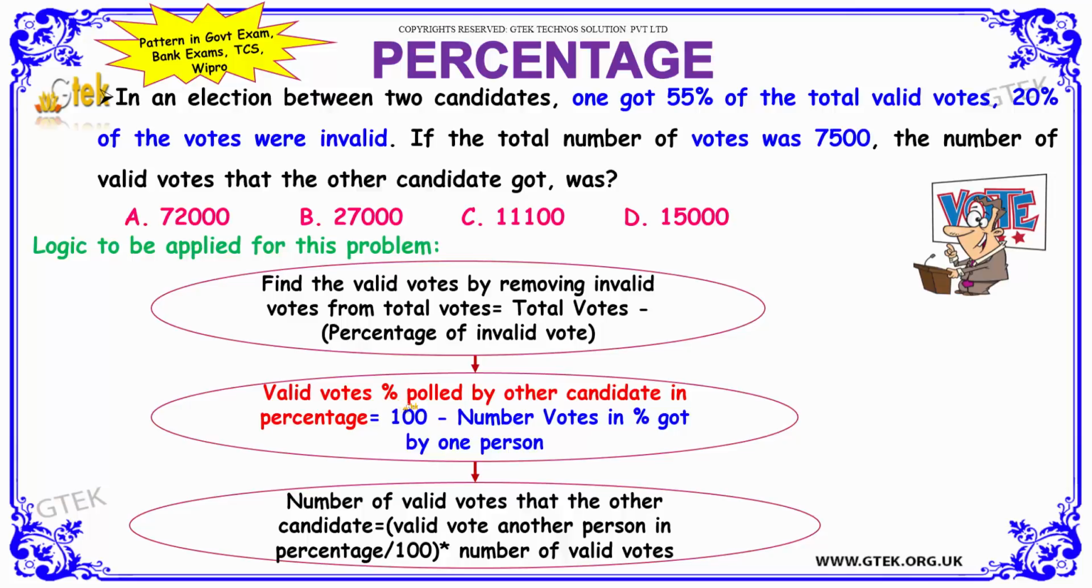The valid votes percentage polled by the other candidate can be obtained by 100 minus the percentage of votes got by one person. Now we have the valid votes percentage. So to calculate the number of valid votes that the other candidate has received, we have to divide the valid vote percentage received by the other person by 100 and multiply it with the number of valid votes. Let us apply this logic to solve the problem.